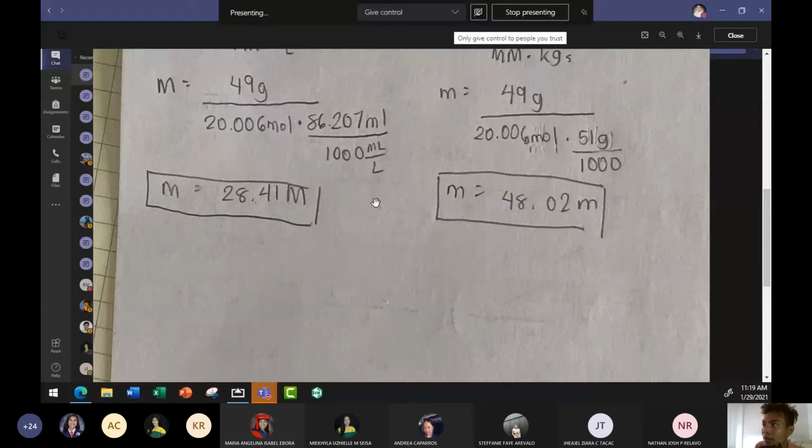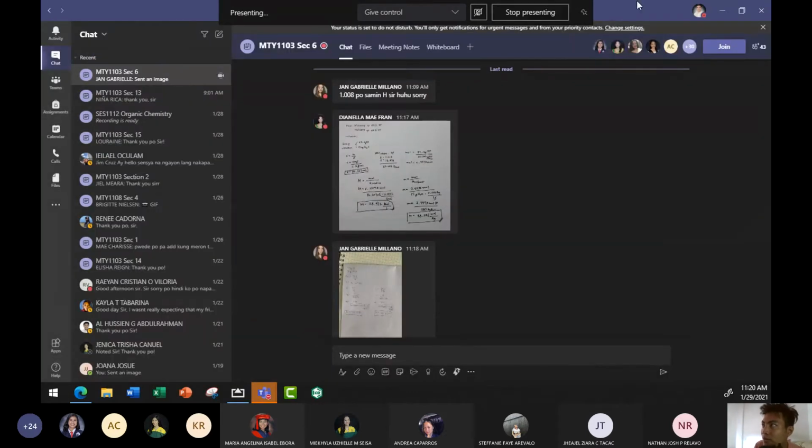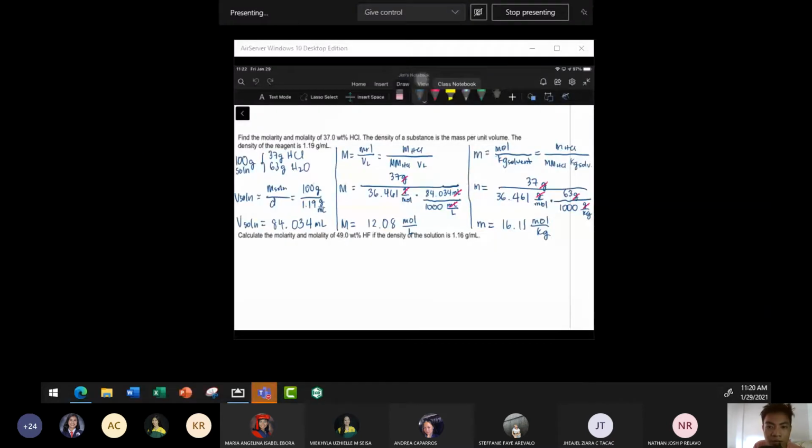Okay. So again, for the molarity, that's 28.41 molar plus minus 0.3. And then for the molality, that's 48.03 plus minus 0.3 molal. Okay? So all your answers are correct. Hopefully, the others also got the right answers.